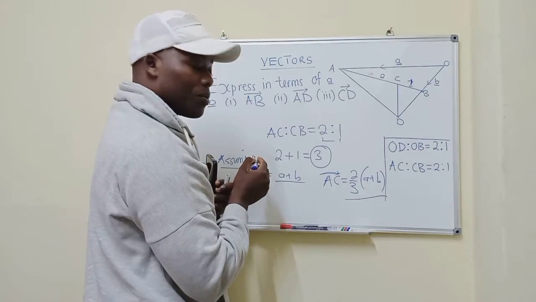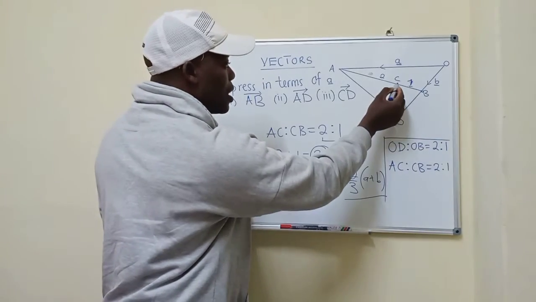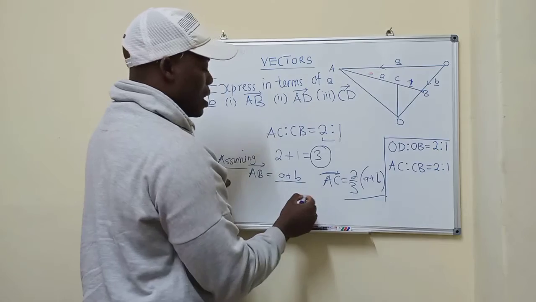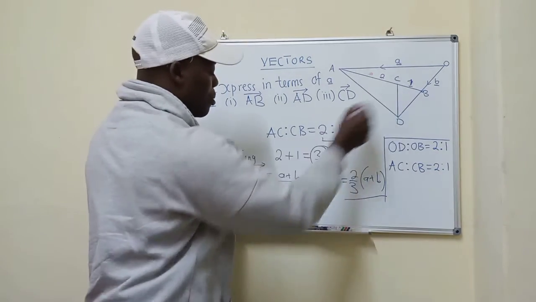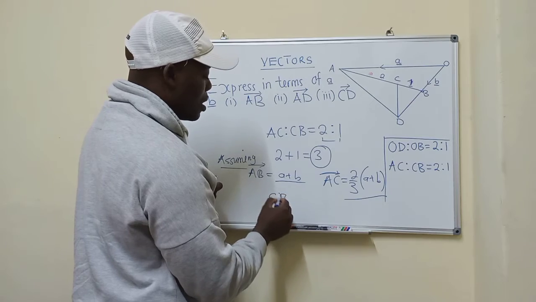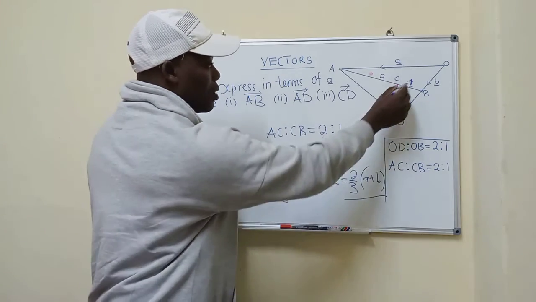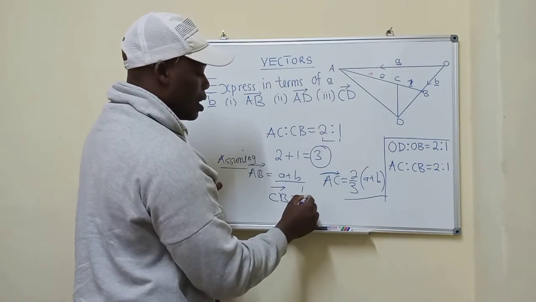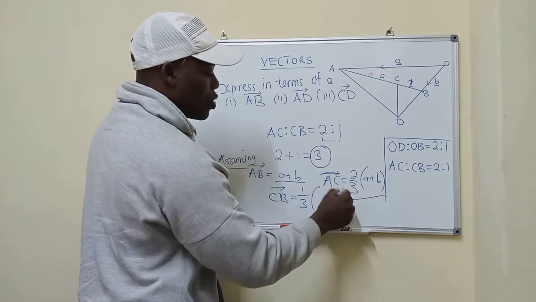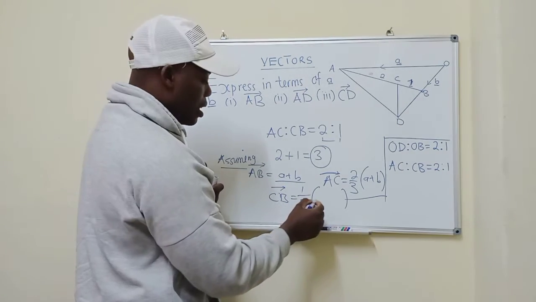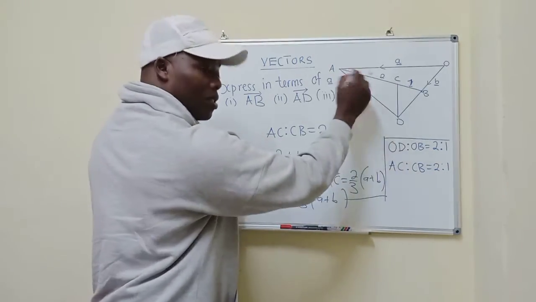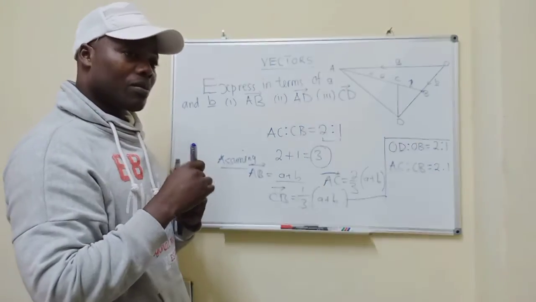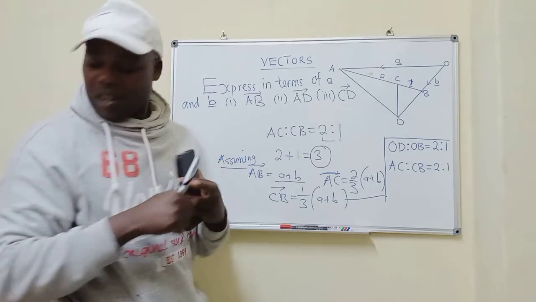Is that clear? If I want to find CB, I'll do almost the same. I'll say CB. What is the number that is on top there? 1. It's 1 over 3. What are we going to put inside here? It's A plus B. Okay? So this is how ratios work. Is it clear? Yes. Okay.